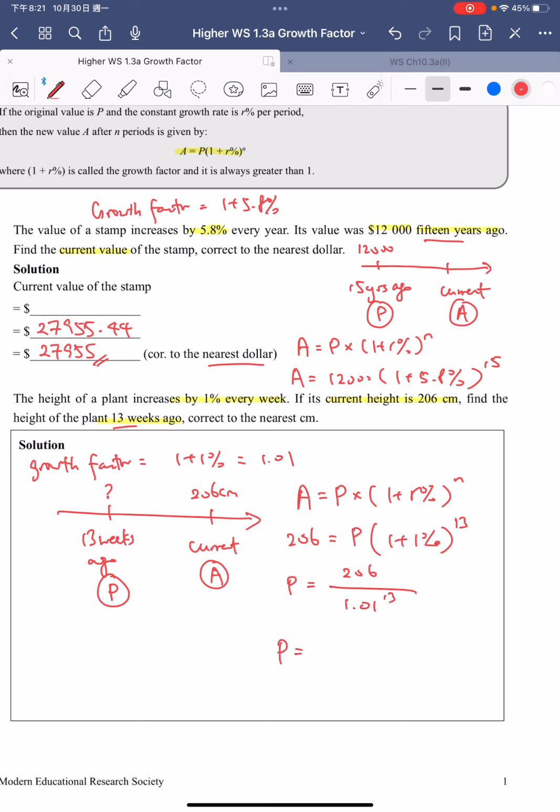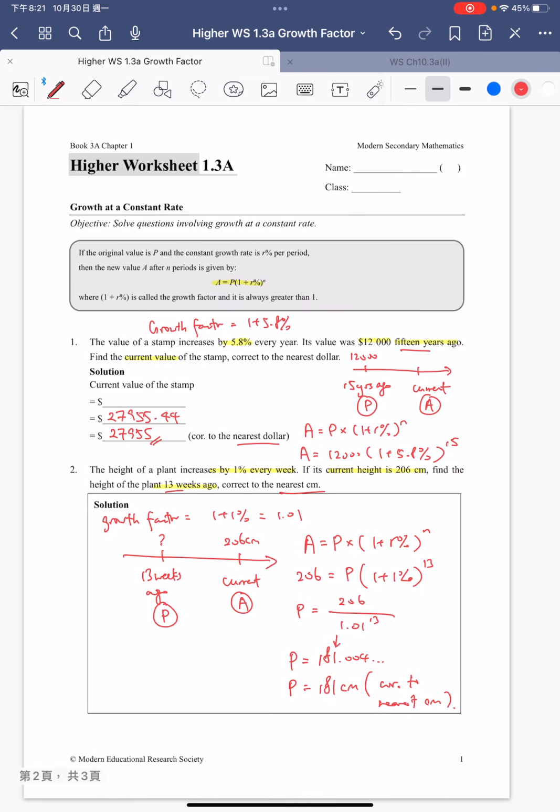Then if you use your calculator, 206 divided by 1.01 to the power of 13 is actually equal to 181.004 something. As we want the nearest cm, we think about the integer digit, and the next digit is 0, so we delete all the rest. So P is equal to 181 cm, correct to the nearest cm. Okay, so that's question 2.